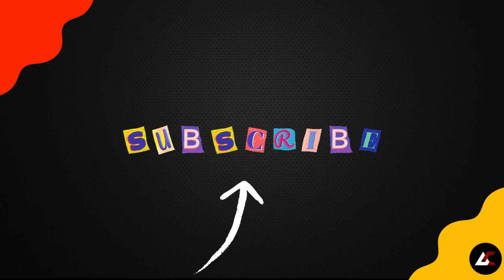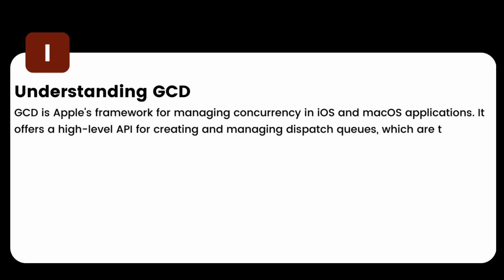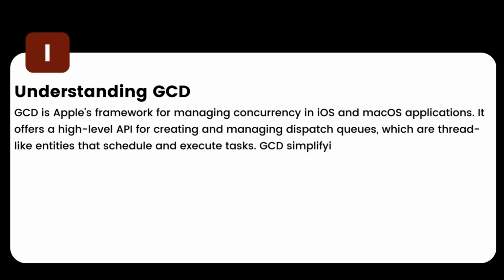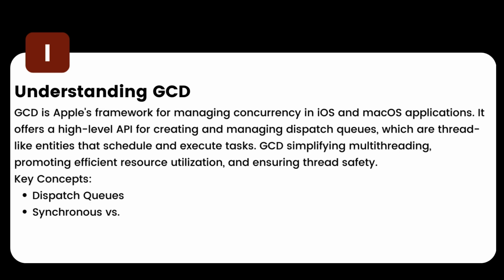So let's start with question number 1. Firstly, understand the GCD. GCD is an Apple framework for managing concurrency in iOS and macOS applications. It offers a high-level API for creating and managing dispatch queues, which are thread-like entities that schedule and execute tasks. GCD simplifies multithreading, promotes efficient resource utilization, and ensures thread safety. There are some key concepts like dispatch queue, synchronous versus asynchronous tasks, and quality of service.